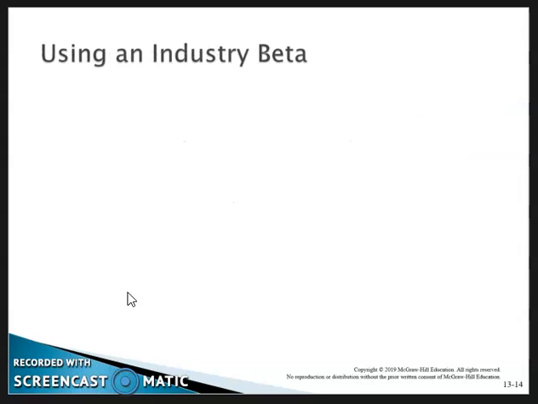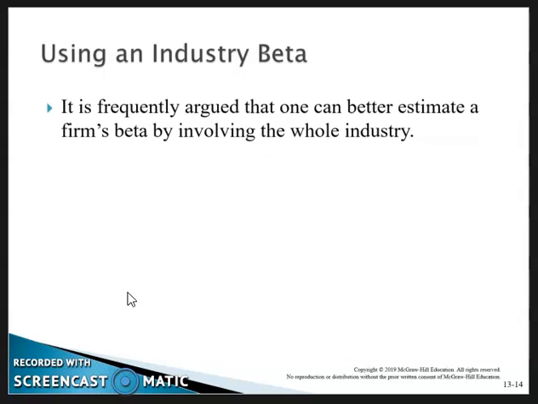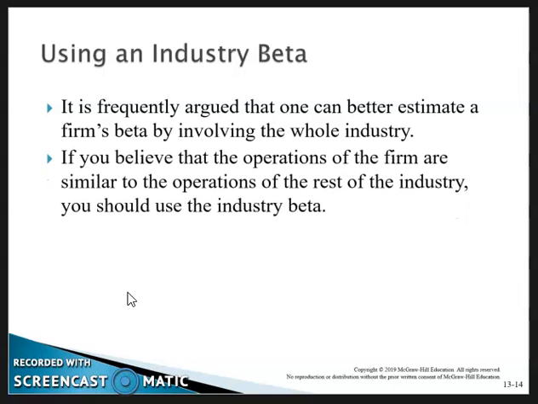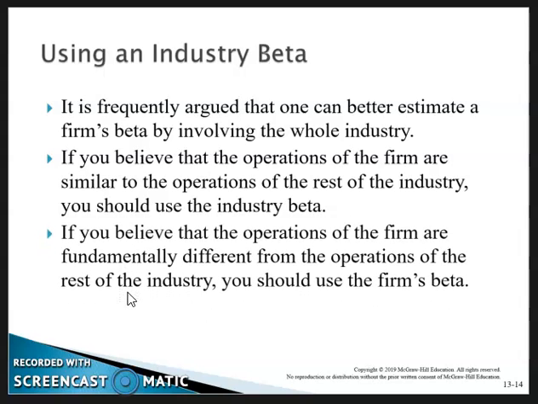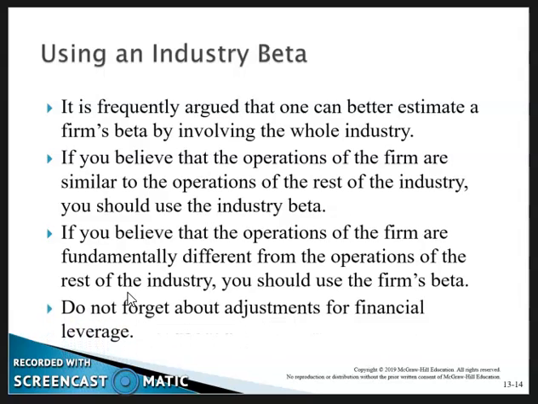Using an industry beta. It's frequently argued that you can better estimate a firm's beta by involving the whole industry. If you believe that the operations of the firm are similar to the firms of the rest of the industry, you should use the industry beta. But if the firm is fundamentally different from the operations of the rest of the industry, you should use the firm's beta. And don't forget about adjustments for financial leverage.